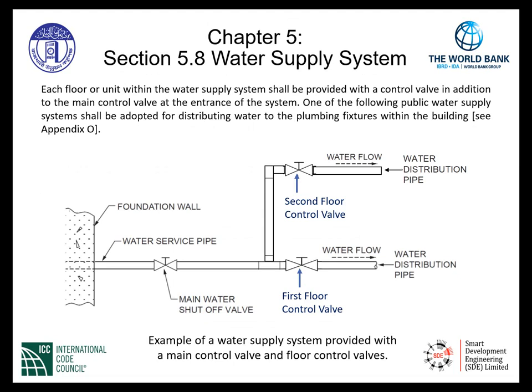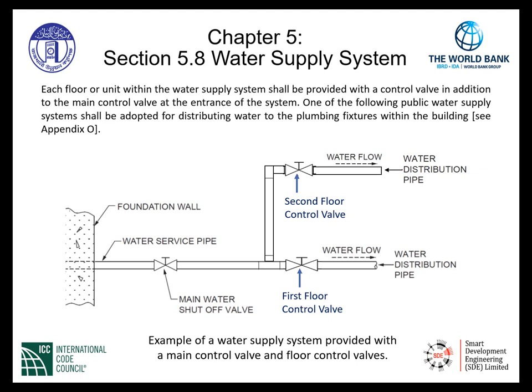Section 5.8, Water Supply System. The main requirement here is each floor or unit within the water supply system shall be provided with a control valve in addition to the main control valve at the entrance of the system. One of the following public water supply systems shall be adopted for distributing water to the plumbing fixtures within the building. We are directed to see Appendix O.